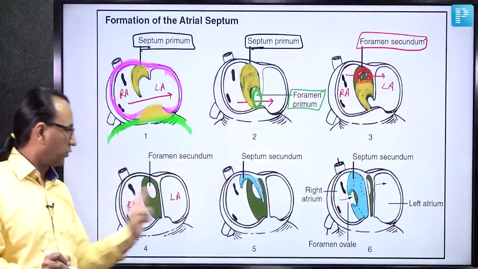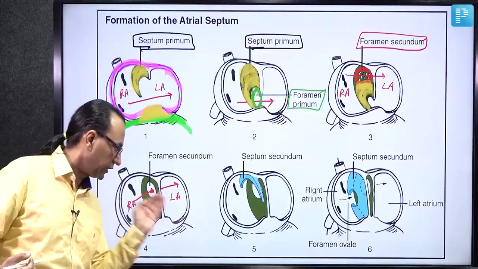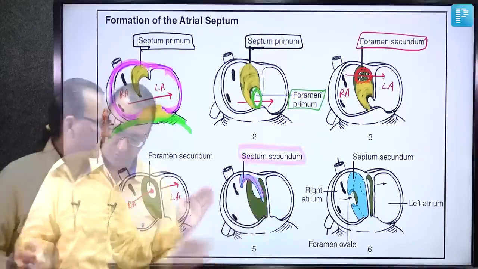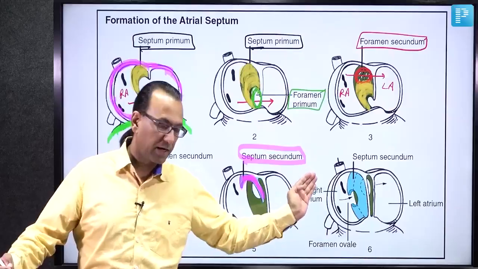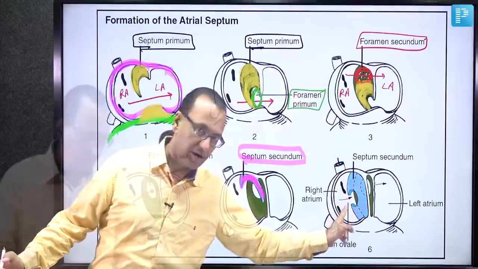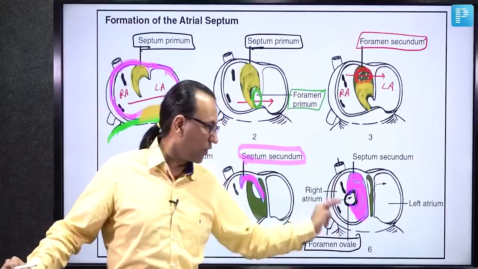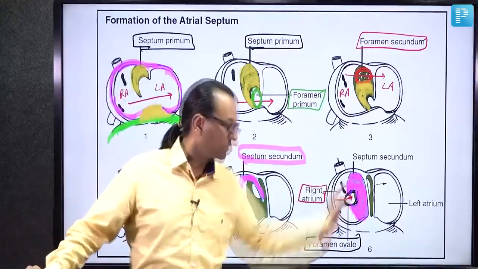Now as the blood is passing from right atrium to left atrium through the foramen secundum and the foramen primum has disappeared, a next septum comes, the second septum or septum secundum, coming on the right side of the first. The septum secundum will have an opening inferiorly, and that opening is called the foramen ovale. We can keep sending blood through the foramen ovale from the right atrium towards the left atrium.